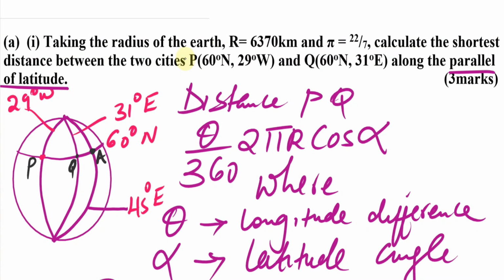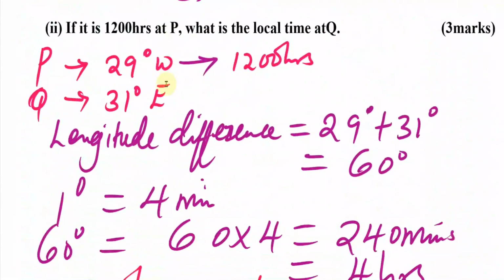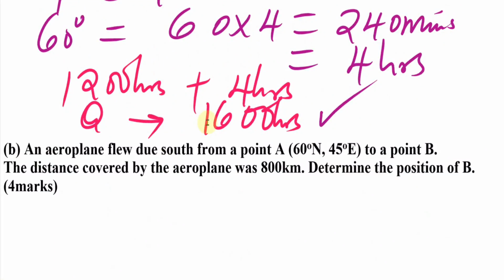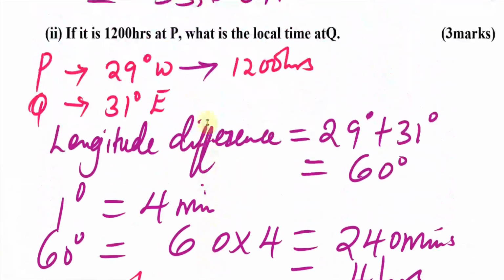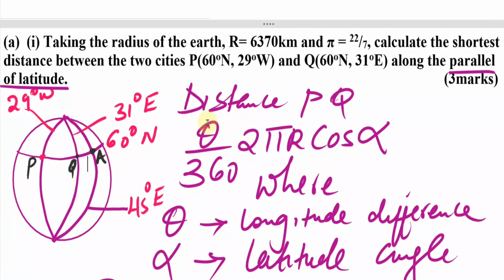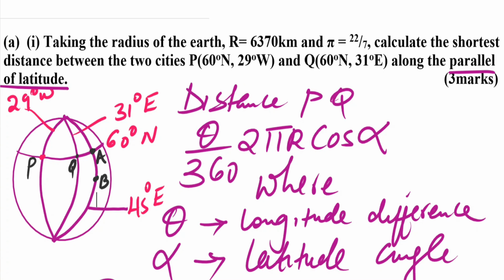So this aeroplane flew from A to a point B, that is due south. So due south means it flew along this meridian. So we can put maybe somewhere up to that point. So it flew from A to B, due south. Due south means directly below, along that meridian. That is what we mean by due south.